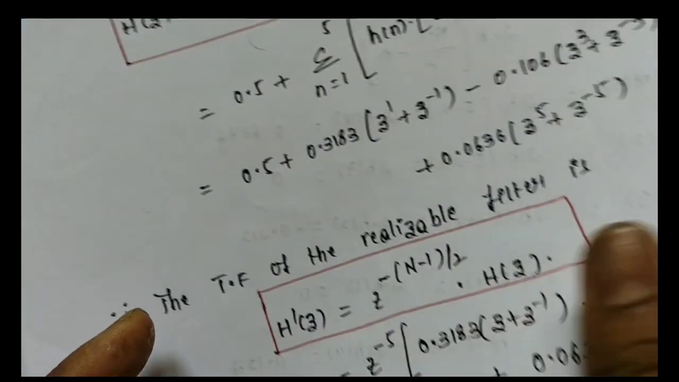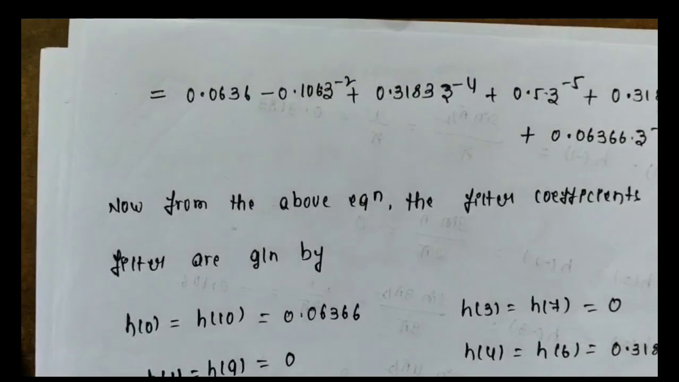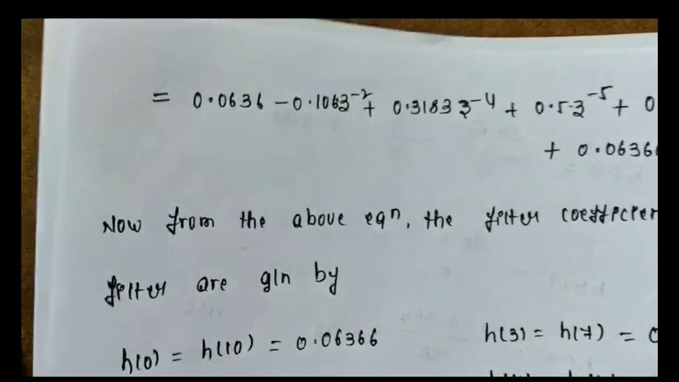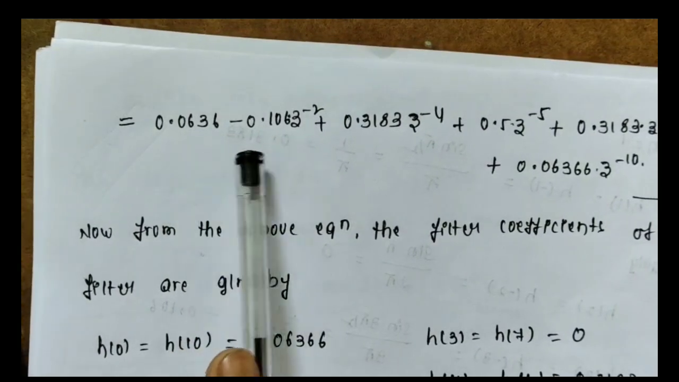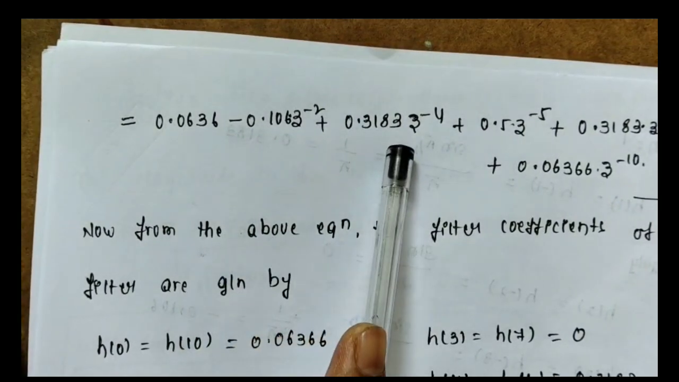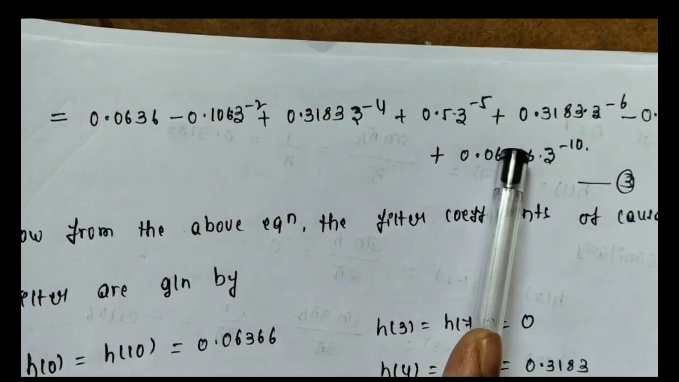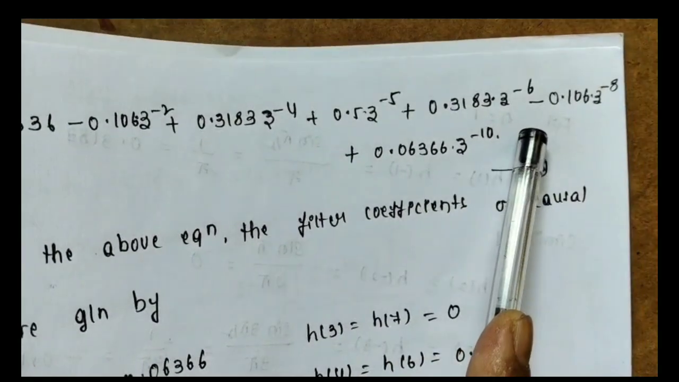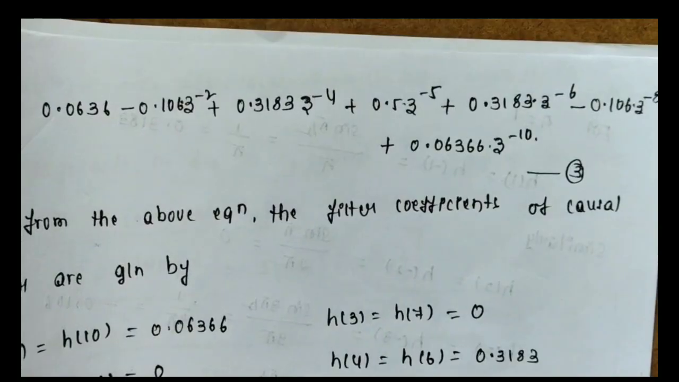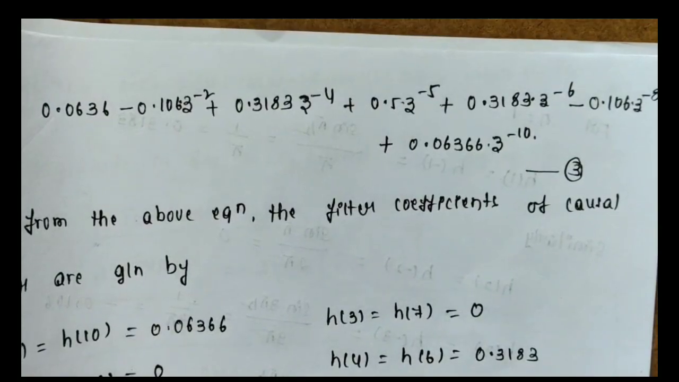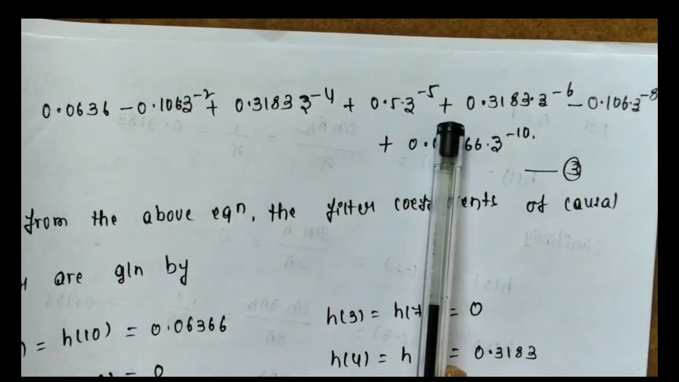Okay, next is writing the equation. If you solve this, I'm writing the equation according to the order. First the constant, next z power minus 2, next z power minus 3, z power minus 5, z power minus 6, z power minus 8 and z power minus 10. Whatever equation I got in the previous section, I'm just rearranging it according to the order.